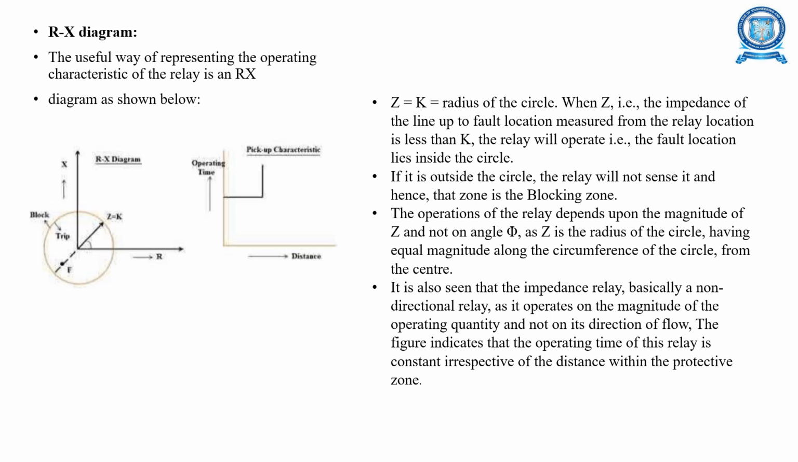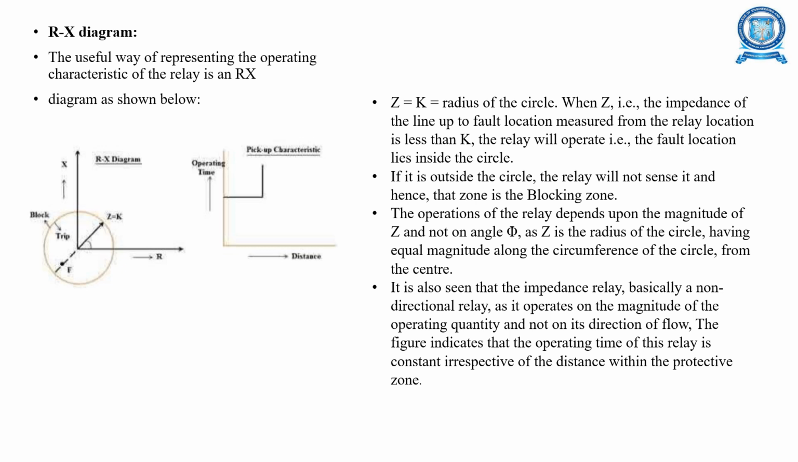Next is the RX diagram. A useful way of representing the operating characteristics of the relay is an RX diagram, shown here. Z equals K, which is the radius of the circle. When Z, that is the impedance of the line up to the fault location measured from the relay location, is less than K, the relay will operate. That is, the fault location lies inside the circle.